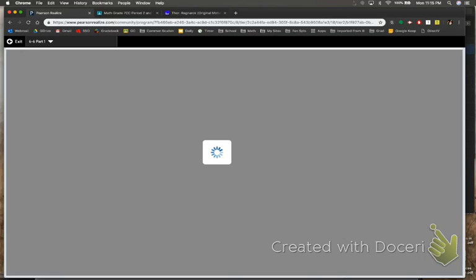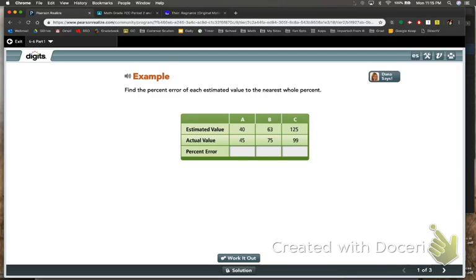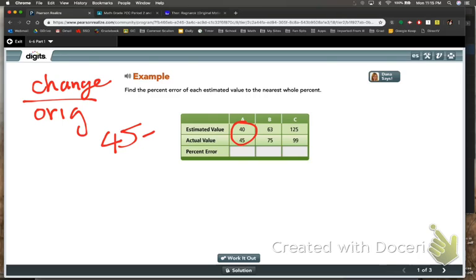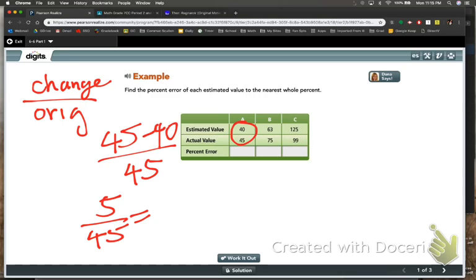This is part one. We have a percent error of an estimated value, to the nearest whole percent. So it's almost the same thing that we just did before. What we did before was technically the change over the original. It's the same idea. But in this instance, you want to look at the difference between the two, which is 45 minus 40, and that's going to be 5. Then you put the actual value on the bottom. So here we have 5 over 45 as our answer.